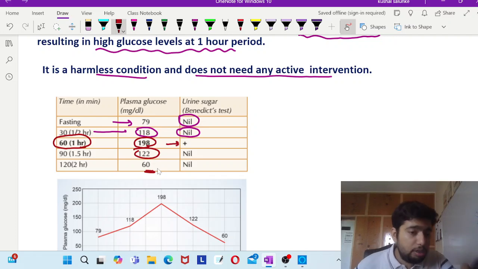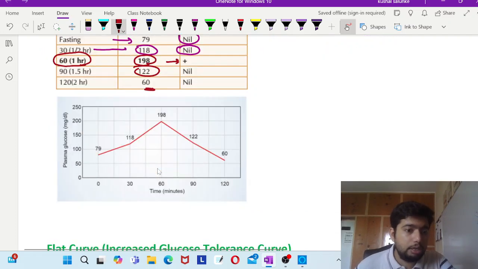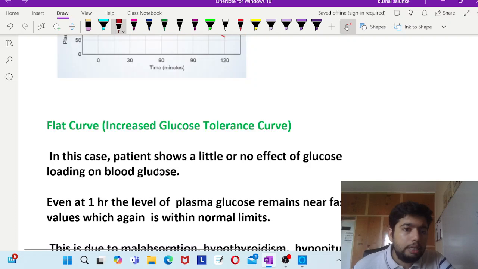So at the end of 2 hours, the patient is having hypoglycemic symptoms. So there is a lag curve. This is how the lag curve looks like. Then there is increased glucose tolerance curve, that is the flat curve.